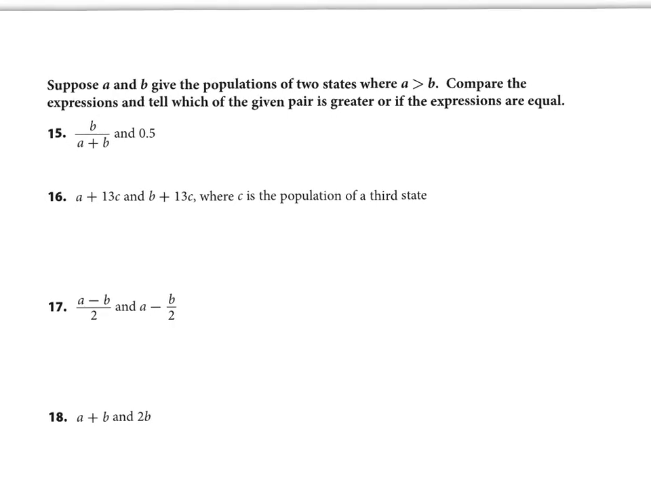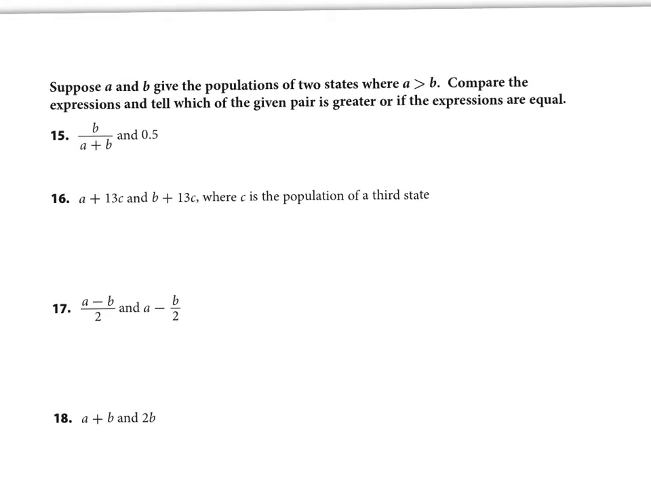Suppose A and B give the populations of 2 states where A is greater than B. Compare the expressions and tell which of the given pair is greater or if the expressions are equal. So let's do problem number 15. Sometimes students have a hard time with this because you're trying to do a comparison here without really having values. So let's just take numbers and put them in place here.